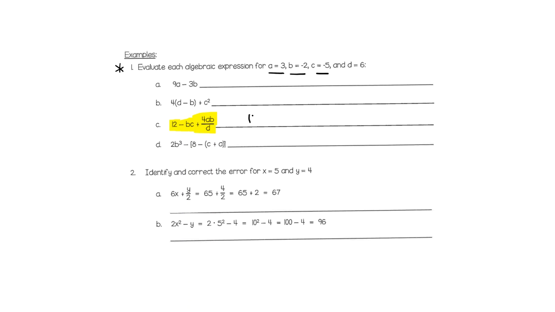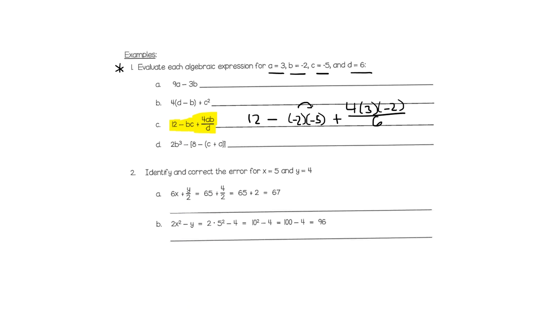Okay, so 12 minus, and then we have a B times C. So I'm going to put both of those in parentheses. We have a negative 2 and we have a negative 5. Then we have an addition sign. Then we have 4 times A, which is 3, times B, which is negative 2. That is going to be divided by D, which is 6. Now, once we have substituted the values for our variables, we are now going to simplify.